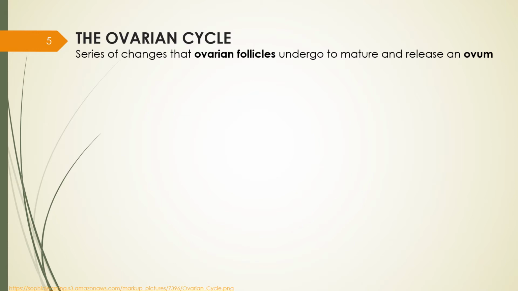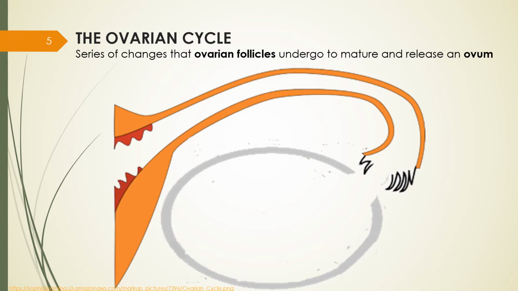Now, this all needs to be led by hormones, okay? So let's understand the ovarian cycle. The ovarian cycle is the set of changes that ovarian follicles undergo to mature and release an ovum. So here I have, for example, an ovary and the tubes, just to schematize. So let's say I have one ovarian follicle here, and I have one oocyte inside.